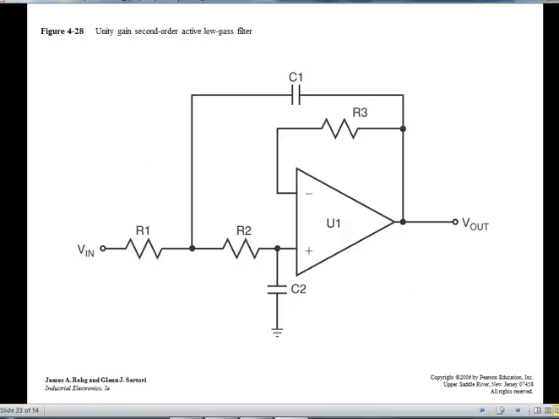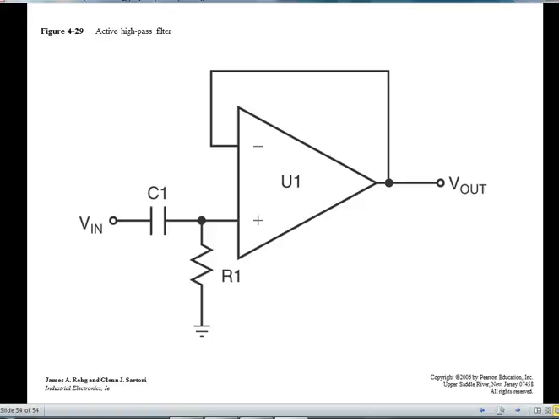Here I've got a unity gain, second order, active low-pass filter. So whatever my voltage in is, that's what my voltage out is going to be. Depending on what frequency I have coming in will decide how much of it actually gets out.